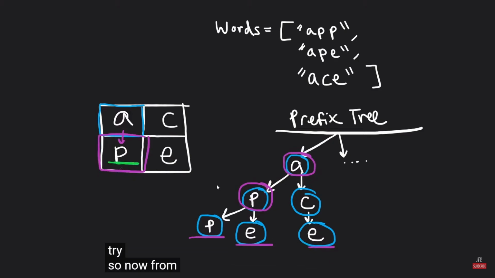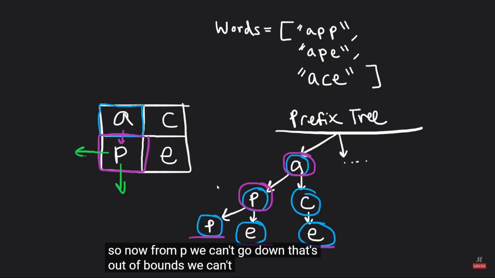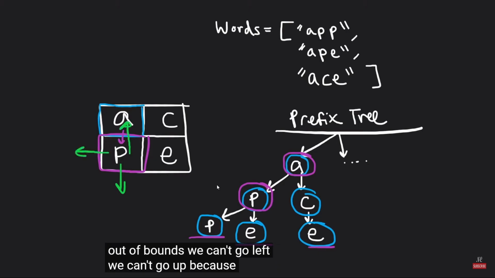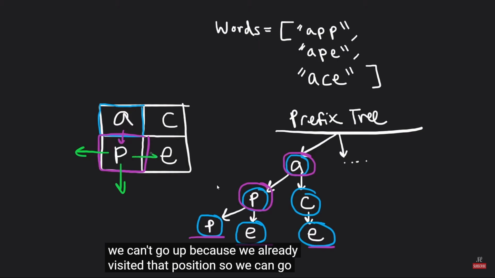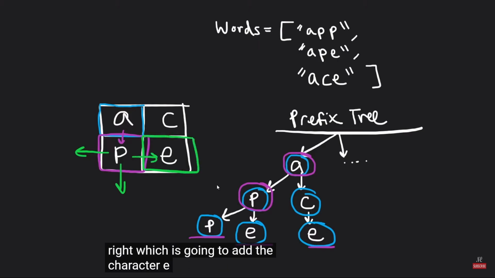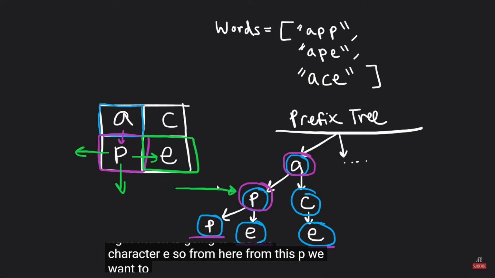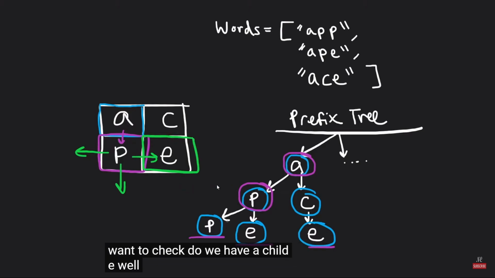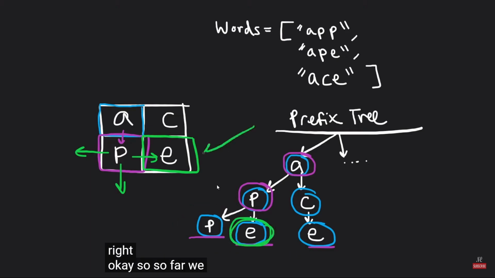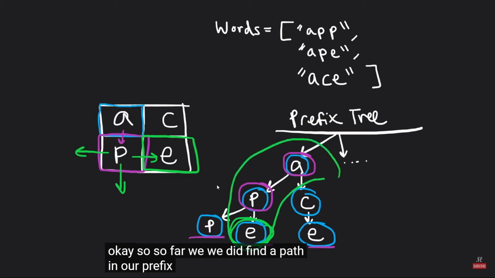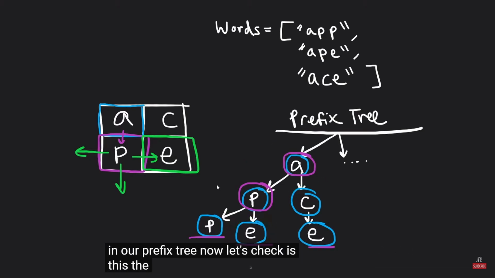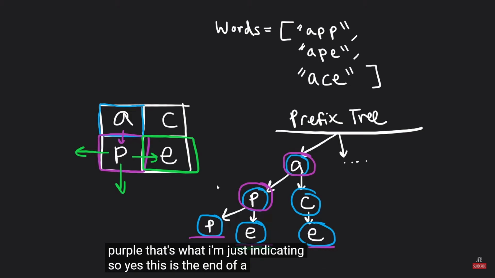So now from P, we can't go down, that's out of bounds, we can't go left, we can't go up because we already visited that position, so we can go right, which is going to add the character E. So from this P, we want to check, do we have a child E? Well, this is not the E, this is though. Okay, so far we did find a path in our prefix tree. Now let's check, is this the end of a word? Since it's marked purple, that's what I'm indicating. So yes, this is the end of a word.